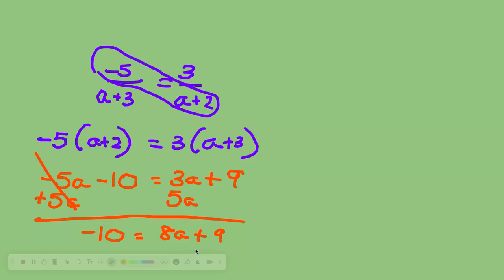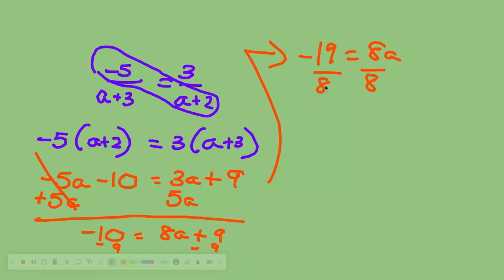So I need a alone. I'm going to subtract the 9 on both sides. And we'll bring our arrow over there. So we'll have negative 19 equals 8a, and then divide by 8 on both sides, because you want the a alone. And we now know a equals negative 19 over 8.